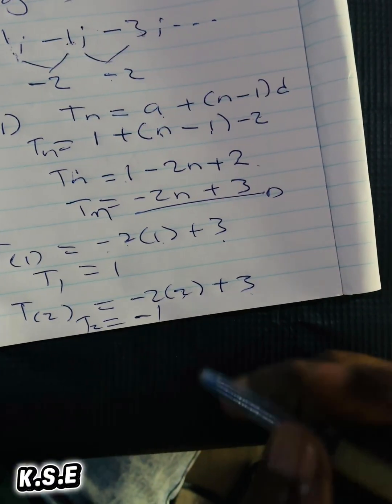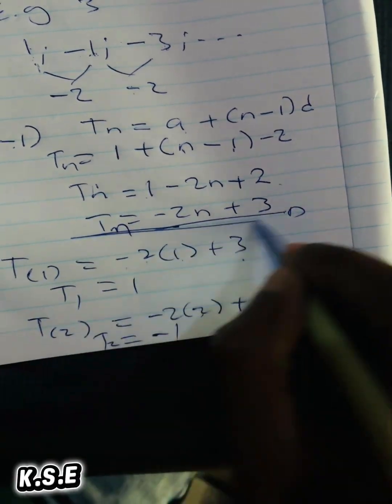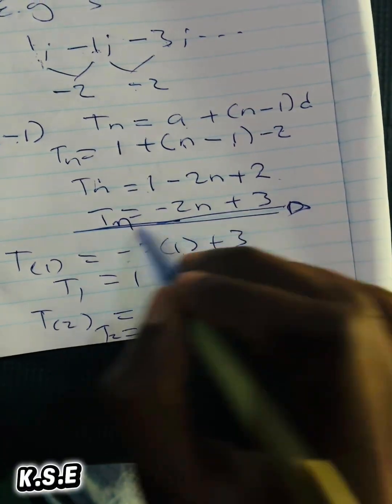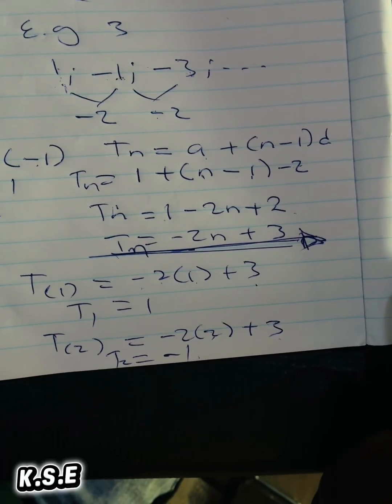So that means our general solution or our nth term is correct, and our sequence in this manner, we can find it by using this general solution or the nth term.